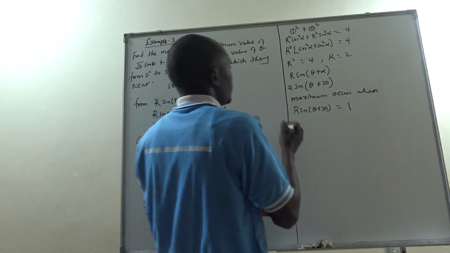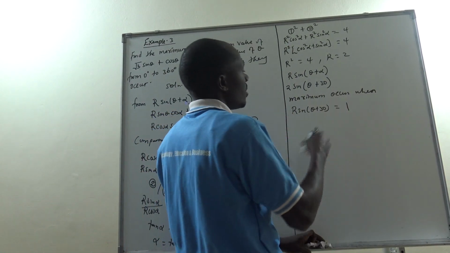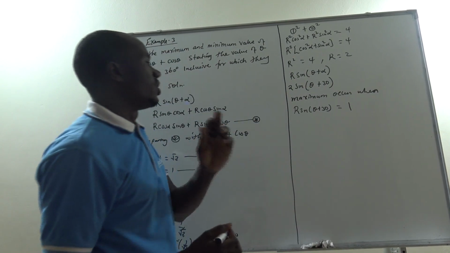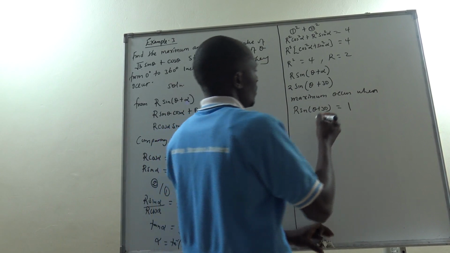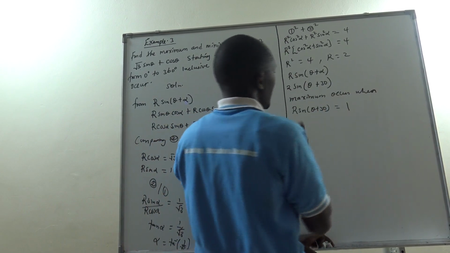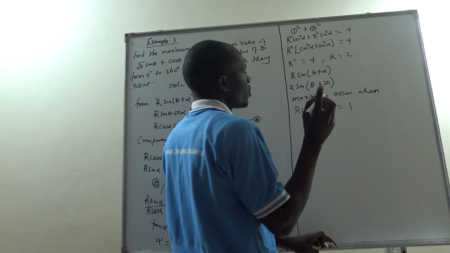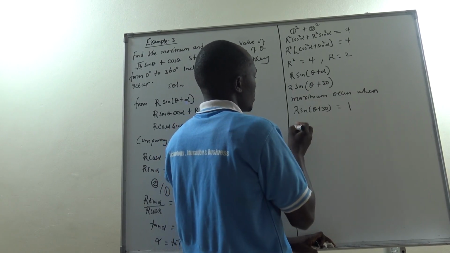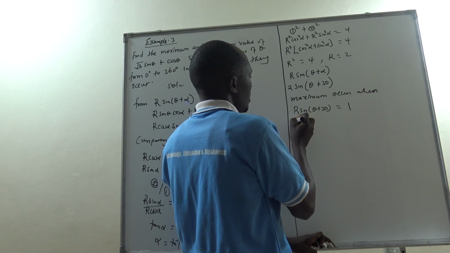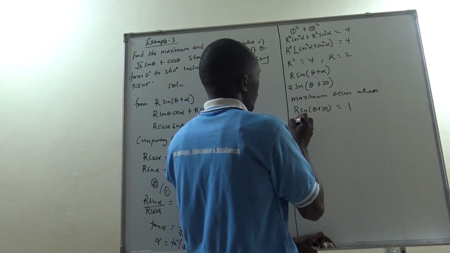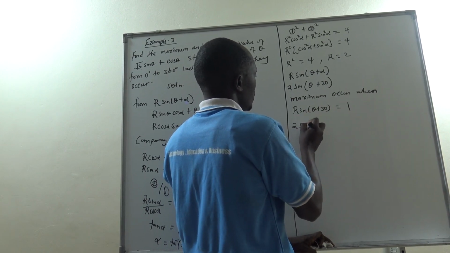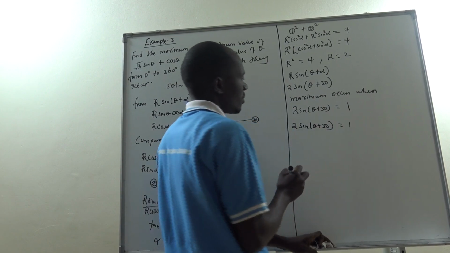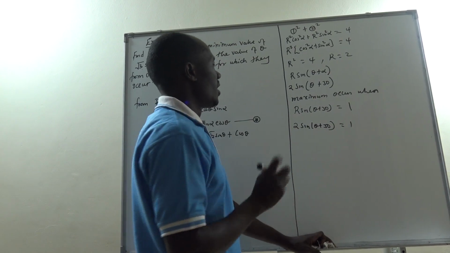So I've already got our value of 2. So here the maximum value is 2, which is termed as R. And the minimum value is going to be -2. So we now equate our expression. We are going to have 2 sin into theta plus 30 equals 2. We are dealing with the maximum value.